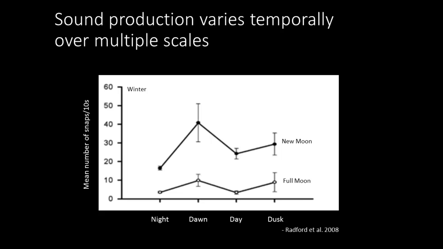I mentioned earlier that light might play a role, and I'm sure that's exactly what you're thinking when you look at this. Well, there's different light availability for the snapping shrimp during the various lunar periods and also during the crepuscular periods compared to other times of day.